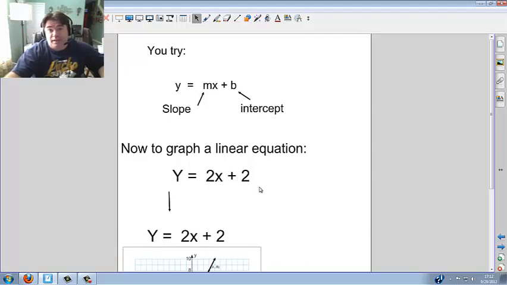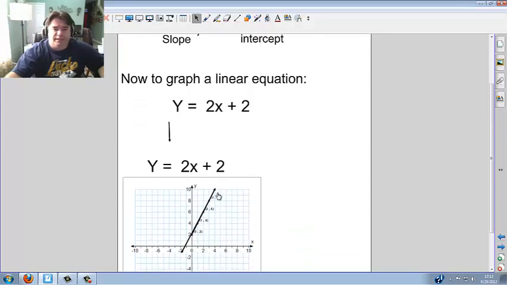You can do it either way, but I know what I'm doing. I'm going to start at 0, go up 2. And then from there, I'm going to go up 2 over 1, up 2 over 1, like this.